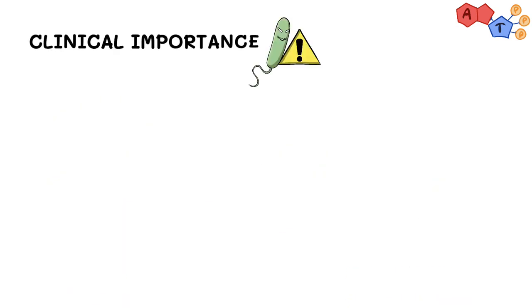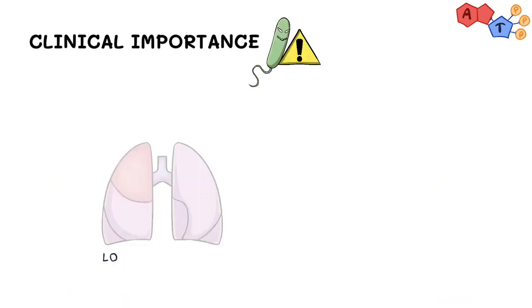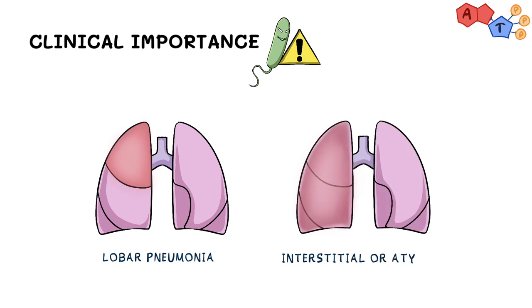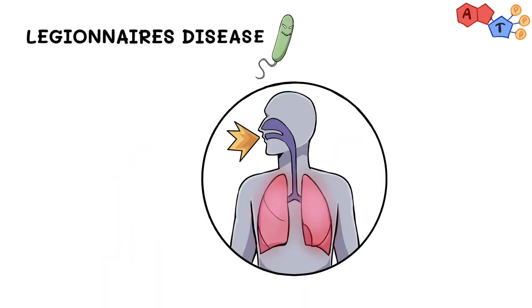Right, now moving on. Legionella can cause lobar as well as interstitial, also known as atypical pneumonia. In addition to that, it can cause two types of diseases. The first one is called Legionnaires' disease. In this disease, the patient will present with mild symptoms, and the pneumonia can progress to a more severe stage if not appropriately managed.